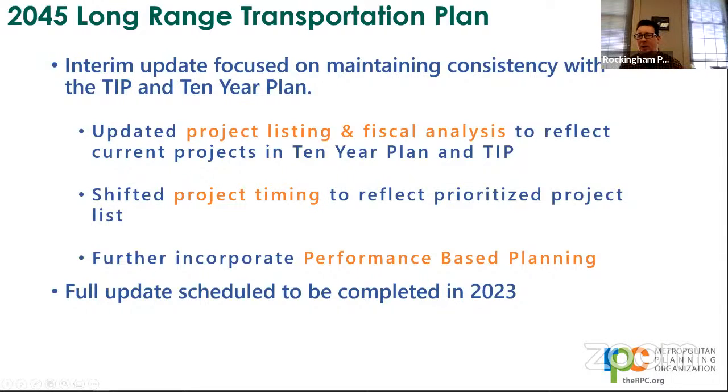So the current update that we're working on, as I said, we're focused on maintaining that consistency between the TIP and the plan and making sure that our project listing and fiscal constraint analysis reflects the current assumptions in the TIP. Essentially, this is a duplicate of the last slide. I'm not sure why I included that.